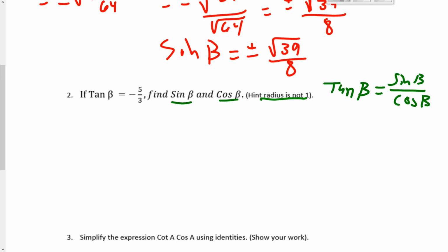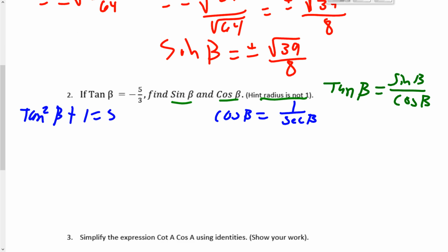There's no direct relationship between tangent and sine, or sine and cosine, but we know that cosine of beta is 1 over secant of beta. And we have this relationship between tangent squared of beta plus 1 and secant squared of beta. Then we can just flip this secant when we're done. We're going to use that same kind of Pythagorean identity, a different one with tangent and secant.